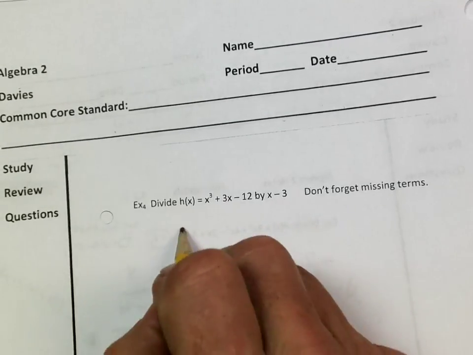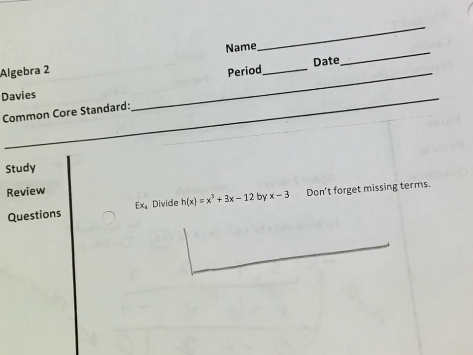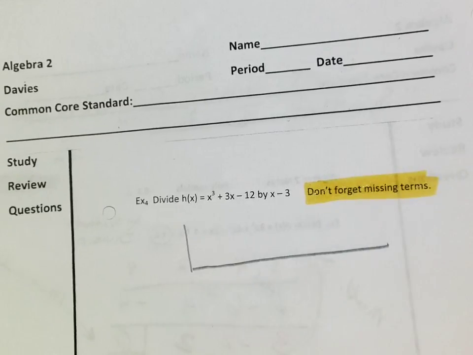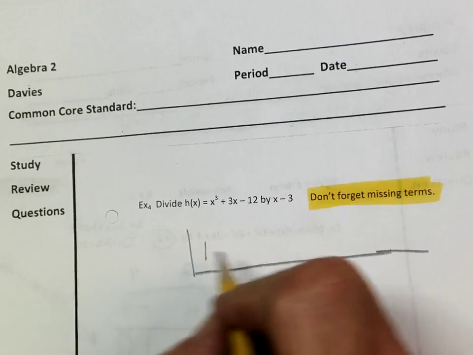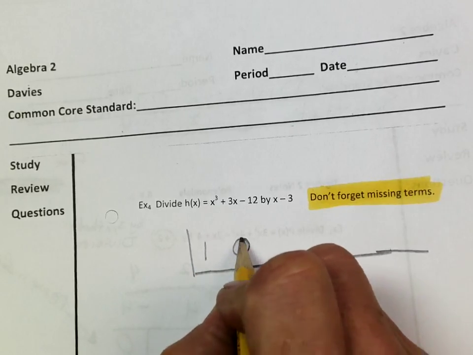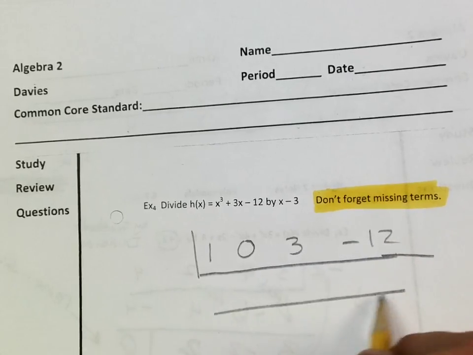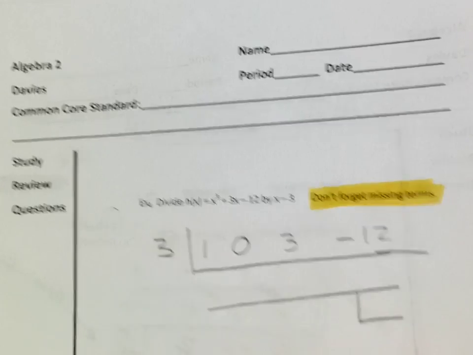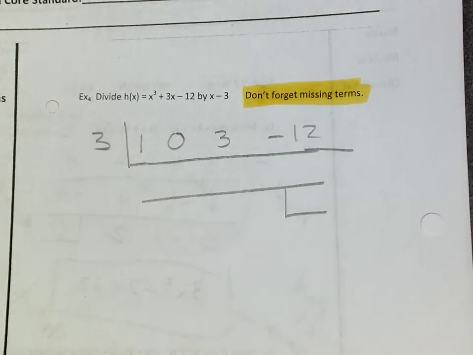Now, let's do a little division symbol. And I'm going to highlight something right here, so you don't mess up, because you're not going to mess up, right? We're going to go 1, 0, 3, negative 12. Okay, where'd the 0 come from? There's no x squared term. That's why I wanted to do this one, because if you forget the 0, you're going to get the wrong answer.